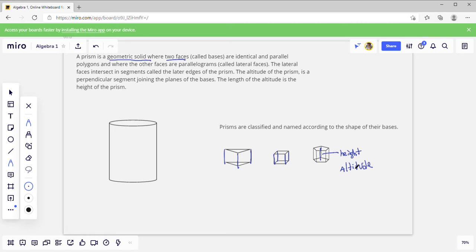Okay, so to review, we've got that one and that one are your bases. And then your sides are going to be your lateral surfaces. And your lateral edges are going to be any of these corners right here. And then your altitude is just your height, basically.